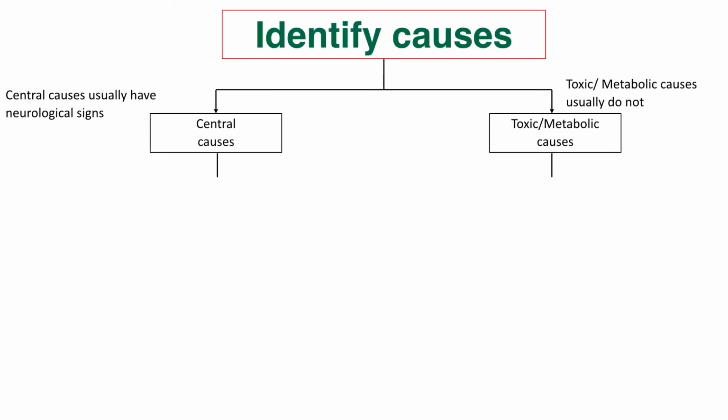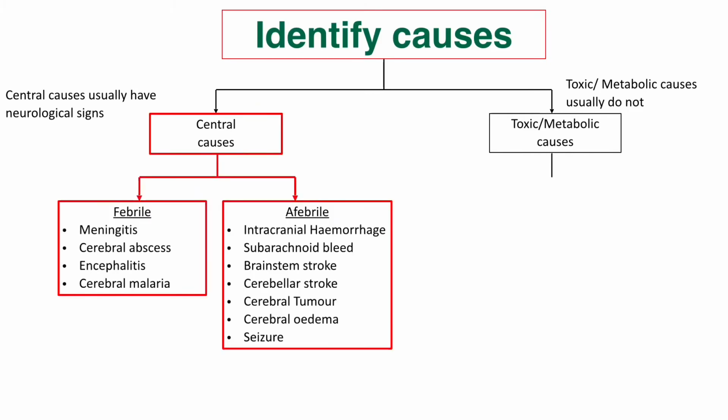The causes of reduced GCS can be divided generally into central and toxic or metabolic causes. Central causes usually have neurological signs, whereas toxic or metabolic causes usually don't. Under central causes, you can divide it into febrile and afebrile conditions. Febrile conditions are, for example, meningitis, cerebral abscess, encephalitis, and cerebral malaria. Afebrile conditions consist of intracranial hemorrhage, subarachnoid bleed, brainstem stroke, cerebellar stroke, cerebral tumor, cerebral edema, or seizures.